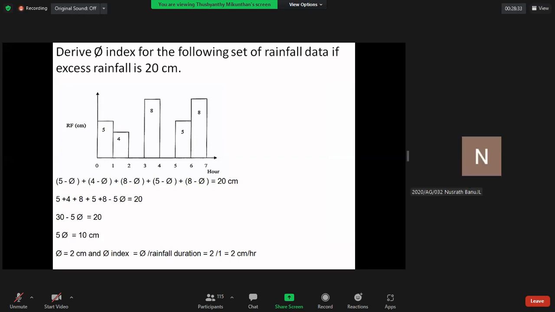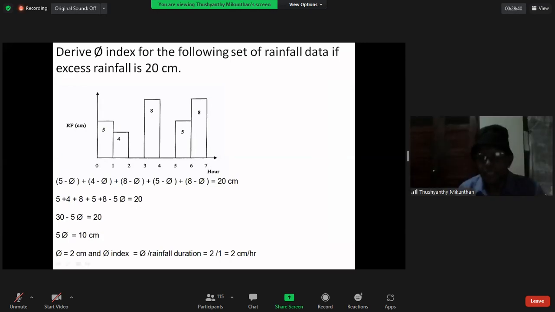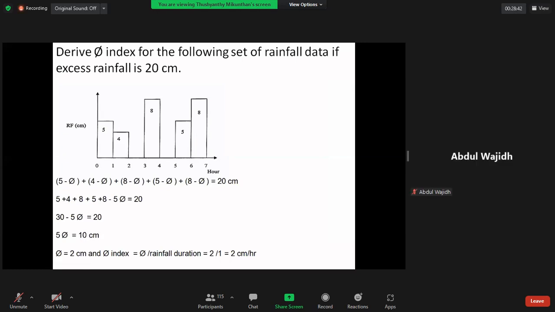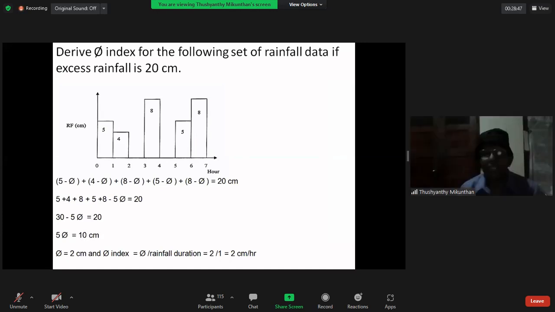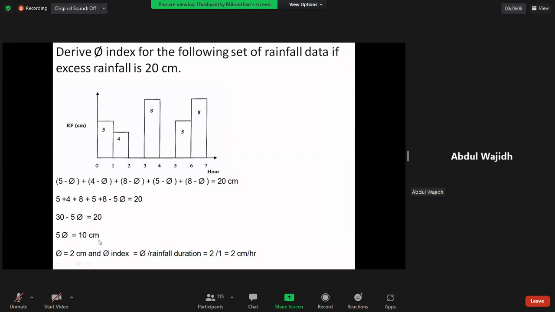Excuse me, madam. That 5 value, is it a constant value, or does it change? It's a constant value. Something like the basic infiltration rate. You know the infiltration graph, so the last point is a constant. So, basic infiltration rate. Okay, madam. Thank you.